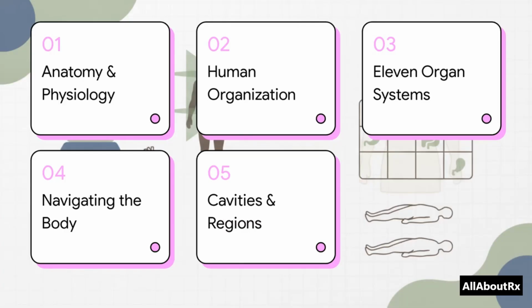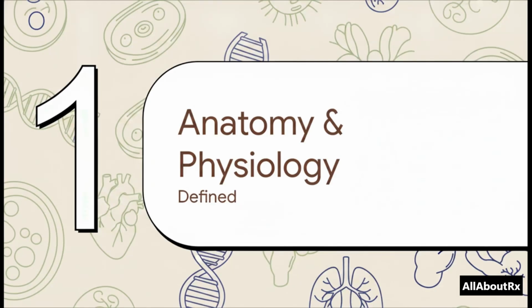Okay, let's take a super quick look at our agenda. We are basically going to build the body from the ground up. We'll start by clearly defining anatomy and physiology, then move through the levels of human organization and the 11 organ systems. After that, we'll learn the universal coordinates for navigating the body, and finally, we'll map out the body's cavities, quadrants, and regions. Let's dive right in with Section 1, Anatomy and Physiology Defined.